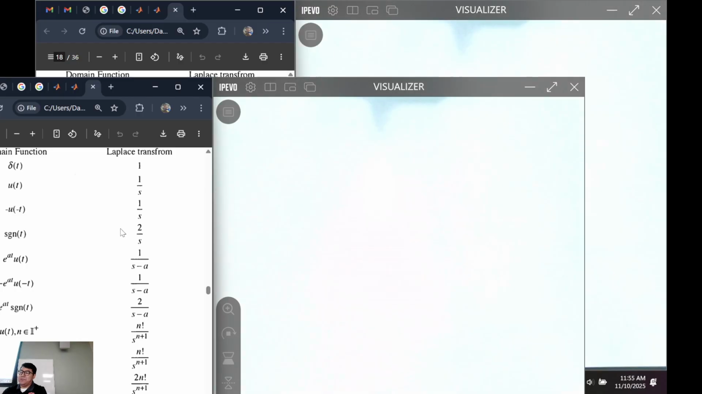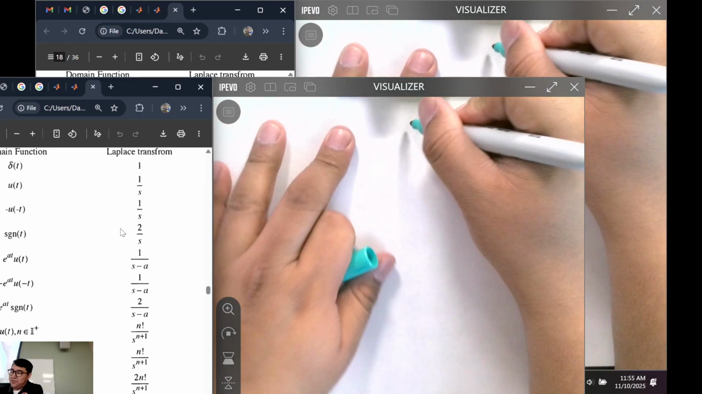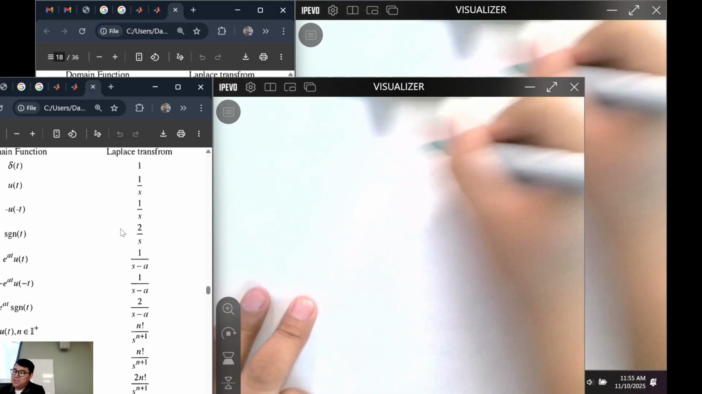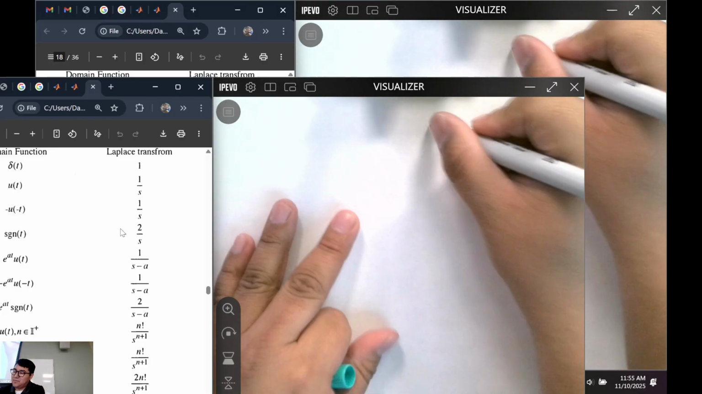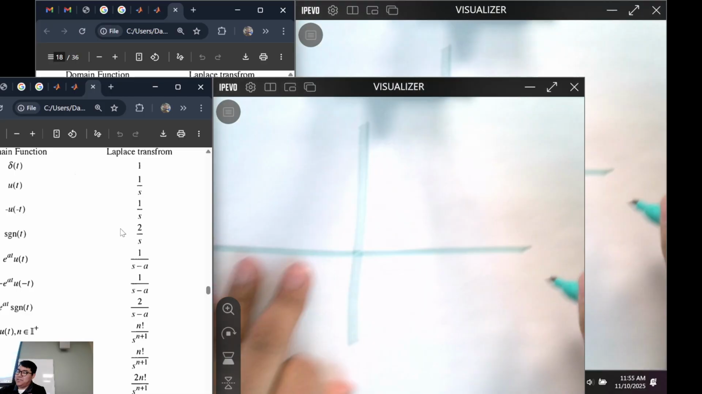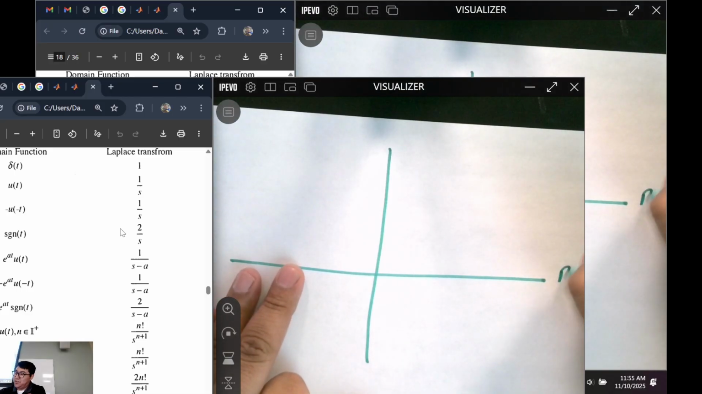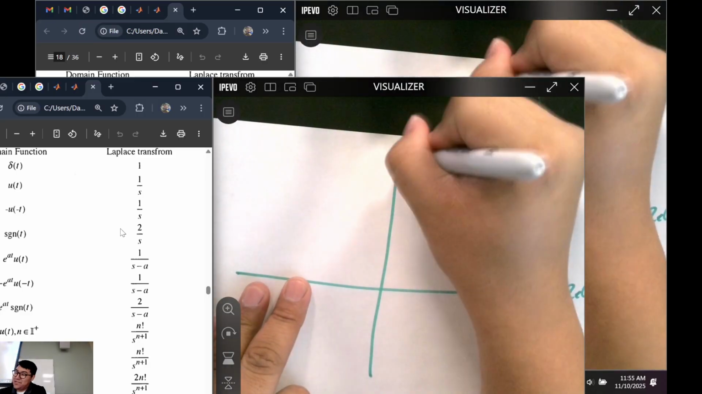Yeah, it's basically frequency responses. So if I were to do the following, let me see. I'm just going to do this. And this is my S domain, correct? This is real of S, correct? And this is imaginary.